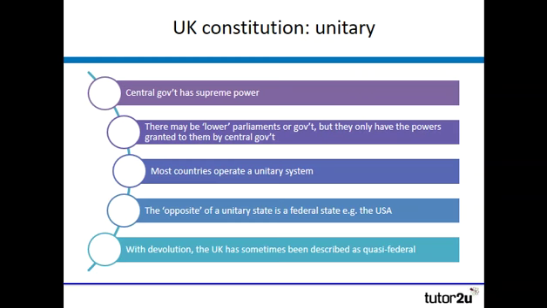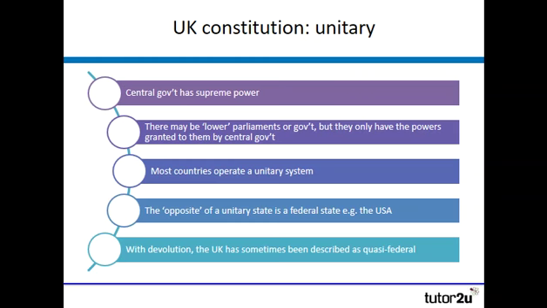A very small number of countries are what we call confederate countries. An example fairly close to home would be Switzerland, where each region or area has its own government and there is very little central government in operation.